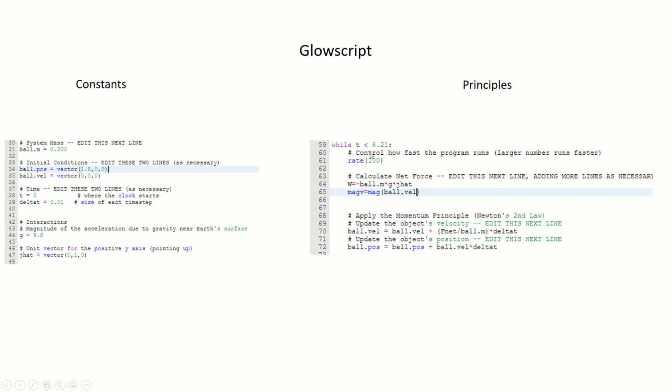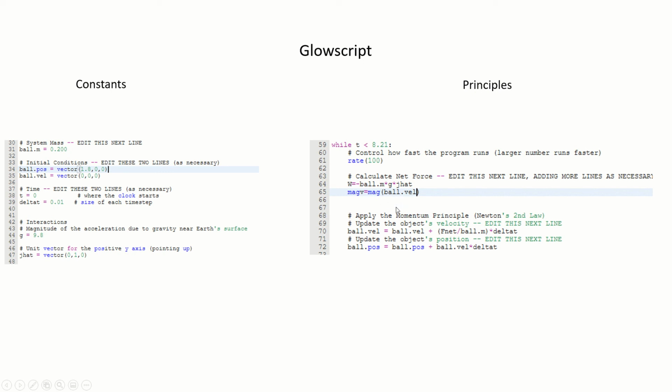I then replaced the physics principles in this lab, so under the while loop, I changed the time to about how long the Slinky was in the air, so it was about 8.21 seconds. And then I found net force, which I just said W, which is the force due to gravity, is equal to negative ball.m times g, the gravitational acceleration, times j hat. And then I got the magnitude of V, which is mag of ball.velocity.